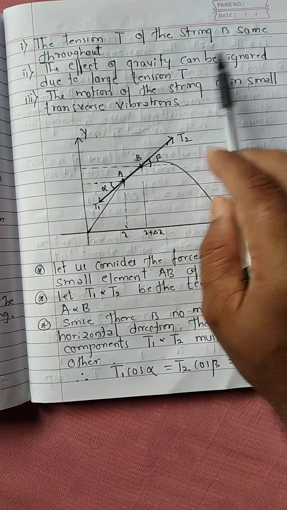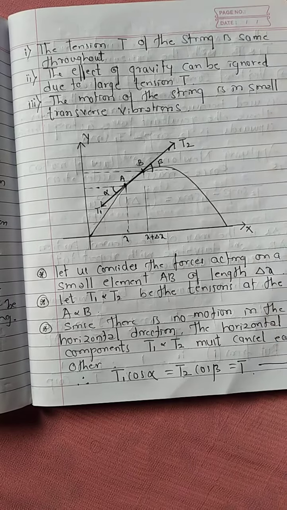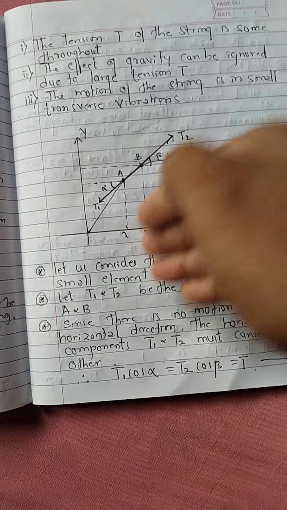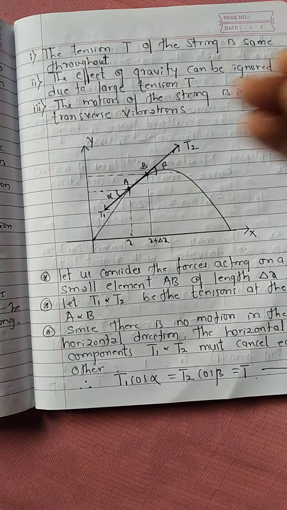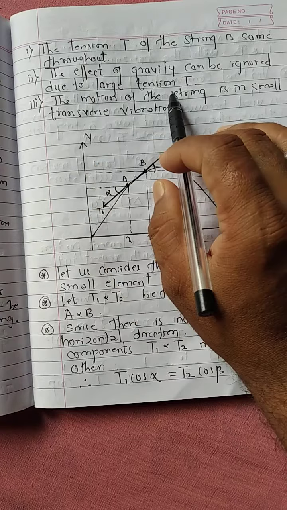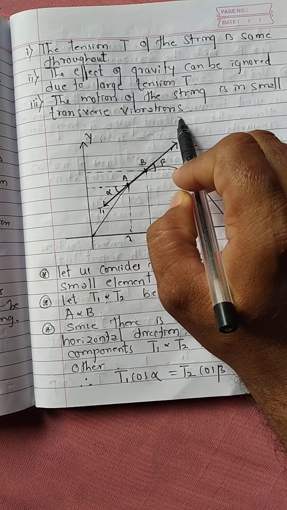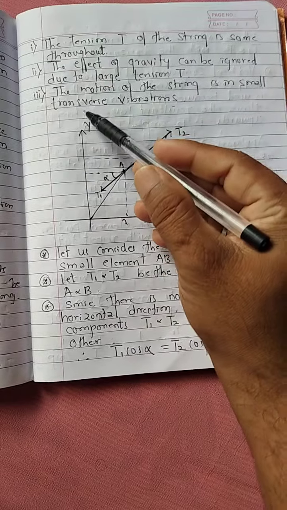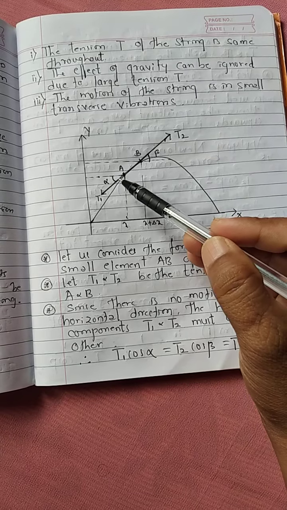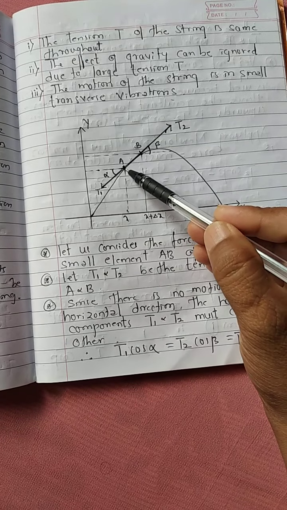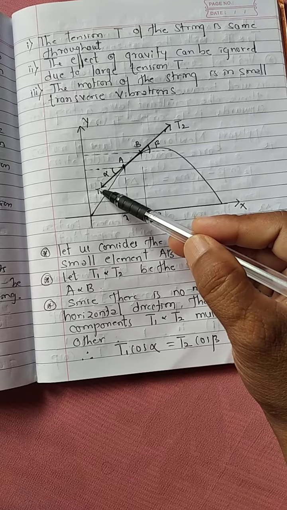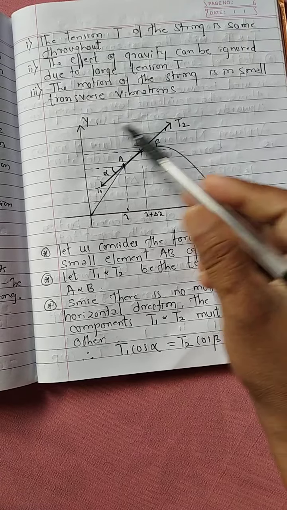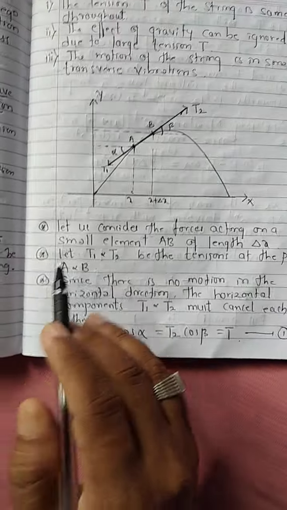The effect of gravity can be ignored due to the large tension T. That means if you stretch this, the gravity becomes zero and should be ignored here. The motion of the string is small. If you stretch this, some small vibrations will happen here. For this, let us discuss the diagram. You take one string here, you pull it, and give the tension T1 and the tension T2. Let us discuss this by small points.